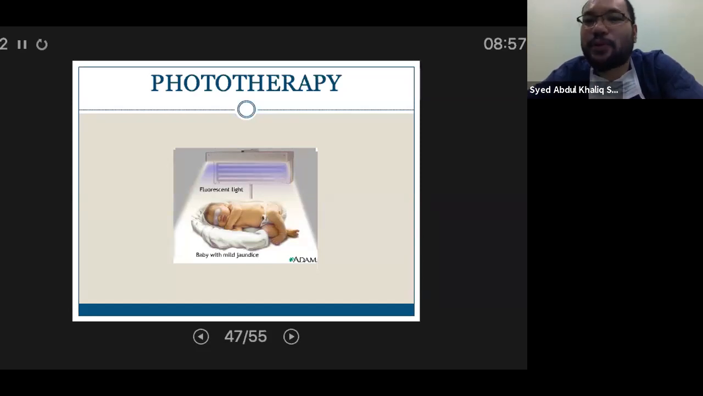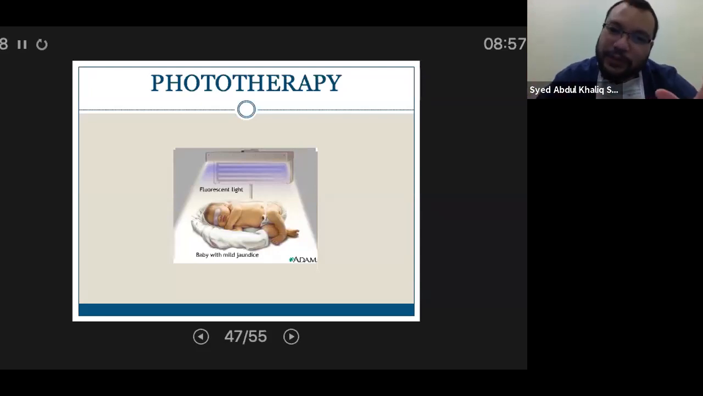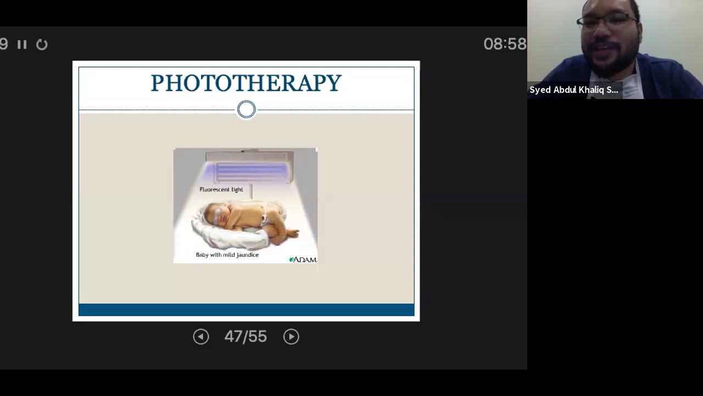So the color is not important, but the color determines the frequency. Blue color has a different frequency, red color has a different frequency. This frequency is the one that causes the photoisomerization. So studies now say blue light is the best frequency that can cause these changes. So it photoisomerizes from lipophilic, hydrophobic, into a more hydrophilic nature. It just changes the velocity of the unconjugated bilirubin.